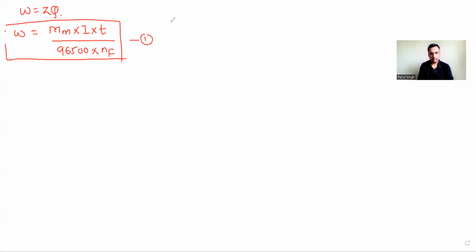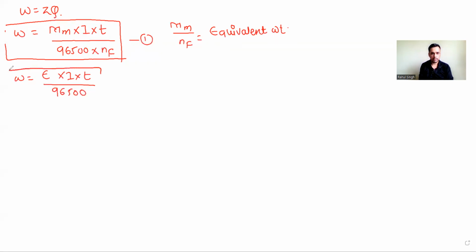That is, molecular mass upon n factor is nothing but the equivalent weight. So this formula can also be written in the format of equivalent weight E into I into T divided by 96500. Okay, this is the first change we can make with respect to this formula.